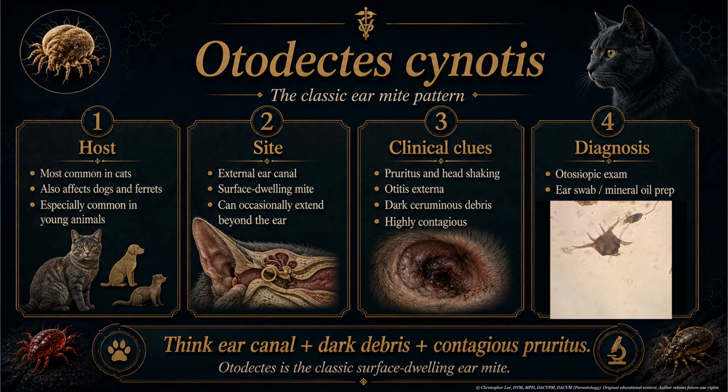The pattern is ear canal plus dark debris plus contagious pruritus, and most commonly in a cat. It is a satisfying diagnosis when you find the mite, but remember that otitis has many possible causes. Clinical appearance guides the search. Identification of the mite and/or eggs completes it.